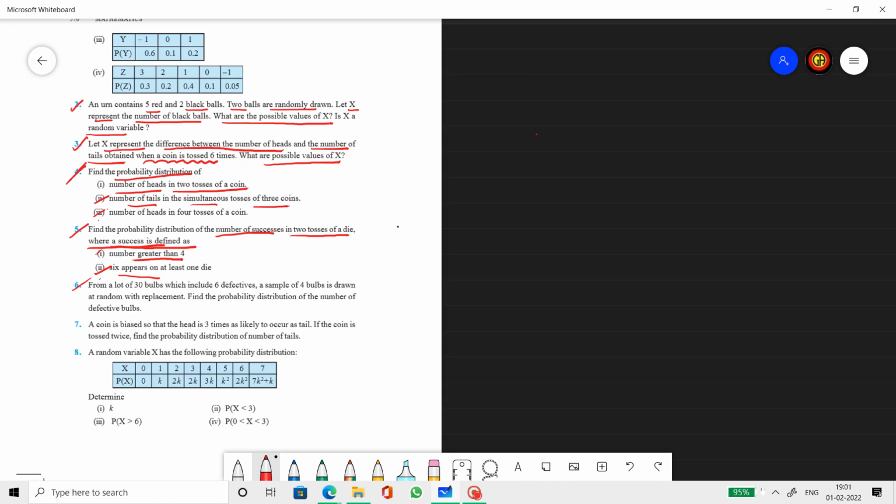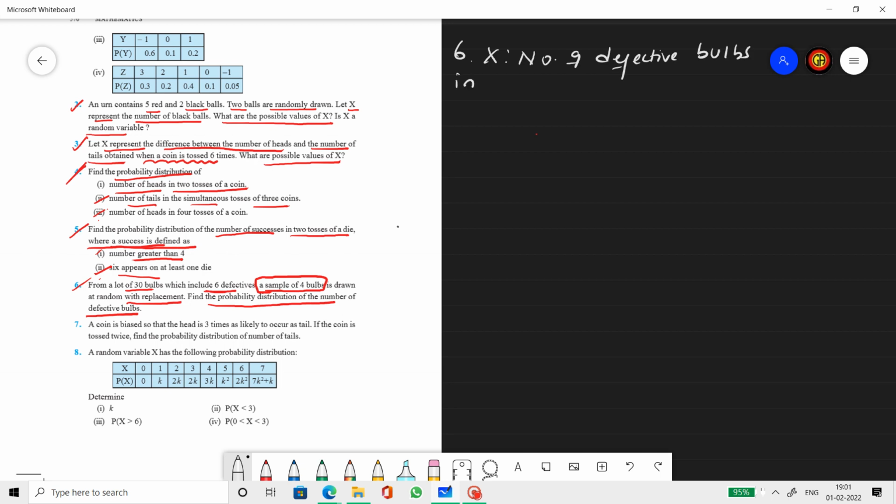Question number 6. From a lot of 30 bulbs, which includes 6 defective, a sample of 4 bulbs is drawn at random with replacement. Find the probability distribution of the number of defective bulbs. X represents the number of defective bulbs in 4 bulbs.